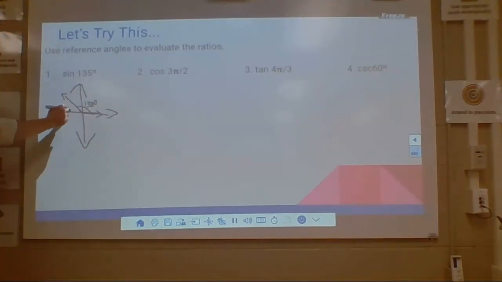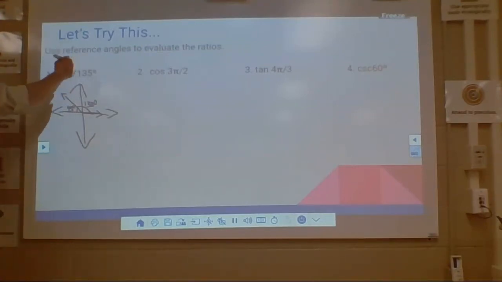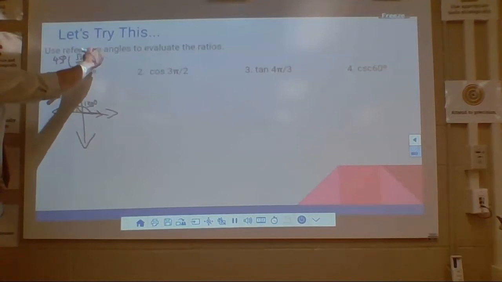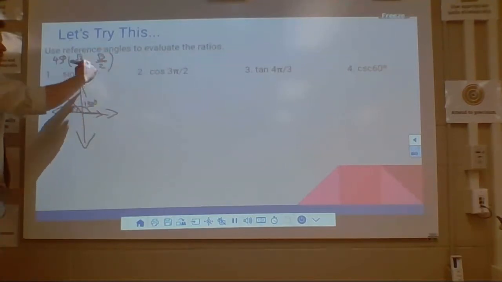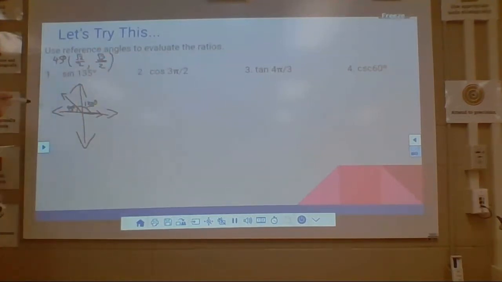Our reference angle is going to be 45 degrees. It's 45 degrees away from the x-axis. So we're going to look at the sine and cosine of 45 degrees. Remember, a 45 degree angle has coordinates of square root of 2 over 2 for the x value, the cosine value, and the sine value is going to be square root of 2 over 2 as well. But we are in the second quadrant.